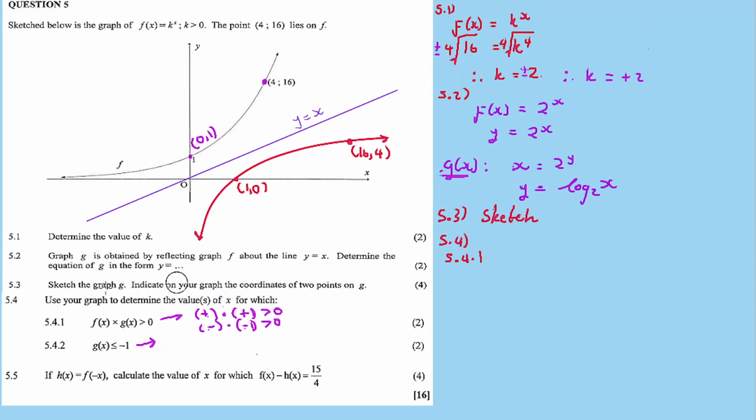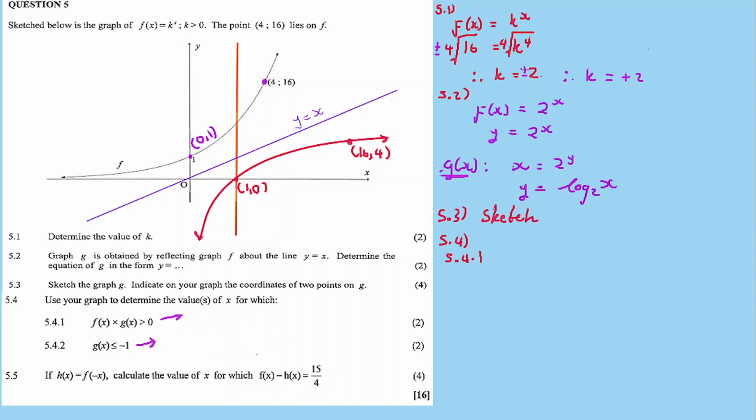Now here, either both your functions must be positive, or both your functions must be negative. If your function is above the x-axis, it is positive. If your function is below the x-axis, it is negative. So here again, we want these functions to be both positive or both negative.